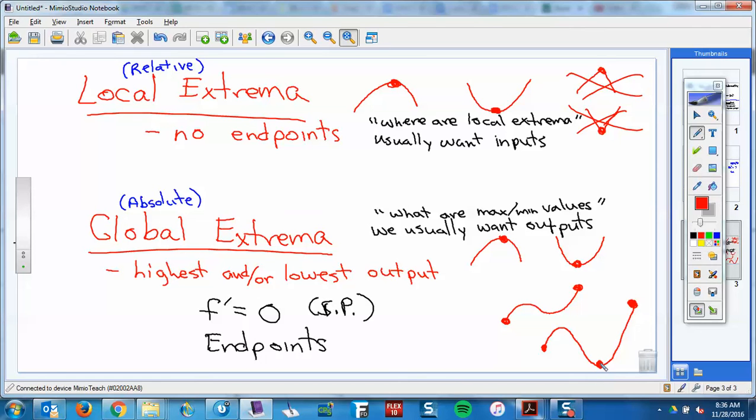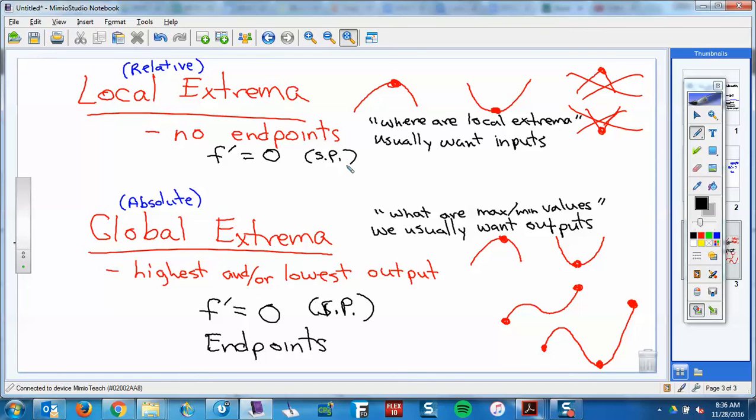The highest and lowest point either has to be where the derivative is 0, or it has to be at an endpoint. So that's great, because that gives you places to check. Okay, if we're looking for local extrema, then all we're looking for there is where f prime is 0, because we just said no endpoints. Right? So we're just looking for the stationary points. So local max and min, we just look where f prime is 0. Global max and min, we look where the f prime is 0, and we look at the endpoints.